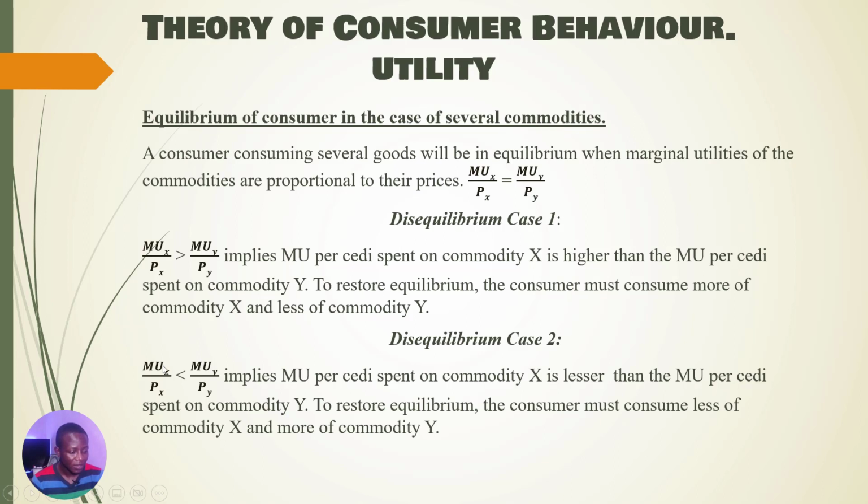In the second case, where the ratio of marginal utility of commodity X to the price of commodity X is less than the ratio of marginal utility of commodity Y to the price of commodity Y, what that means is the utility derived from the consumption of commodity X is lesser than the marginal utility per cedi spent on commodity Y. When this happens, the consumer has to consume less and less of commodity X. As the consumer consumes less of commodity X, the marginal utility of commodity X increases to a point at which the marginal utility of commodity X is equal to the marginal utility of commodity Y.